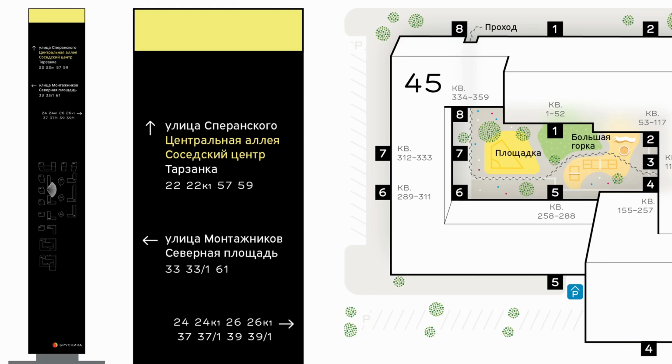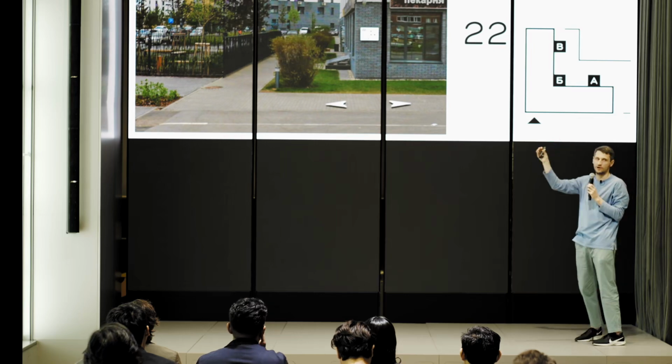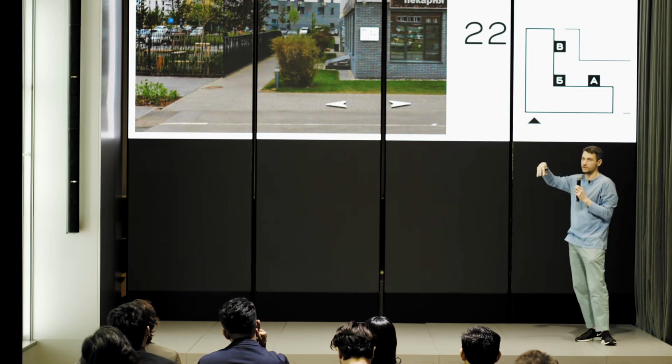And also we have this particular style for entrances. And then when we make the number plates for the houses, we can reuse the same design language. So this is house number 22, but we decided to also help you understand at which part of this house you are relative to the entrances.